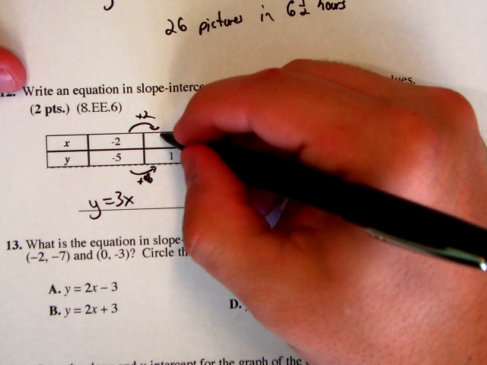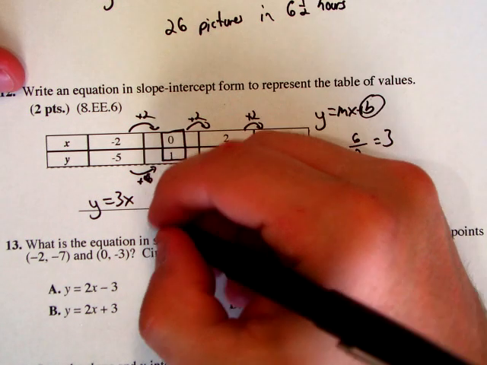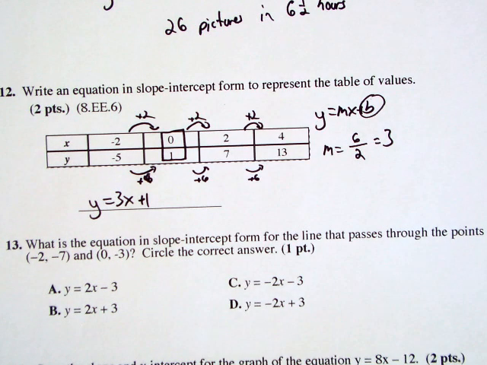The intercept is when x equals 0. That's right here. X equals 0, y equals 1. So it's a plus 1.